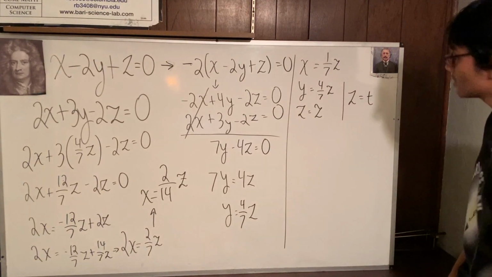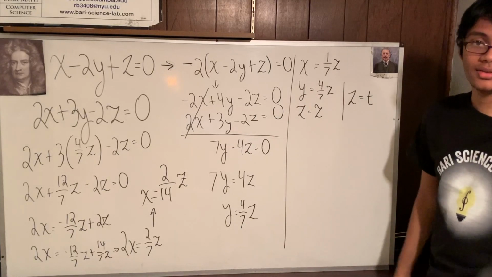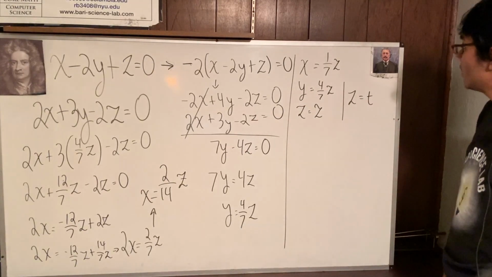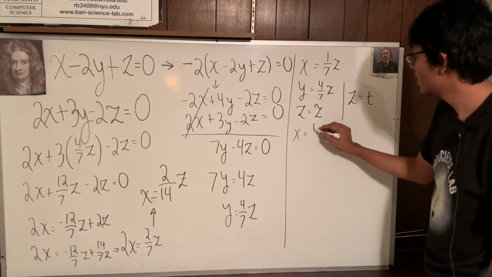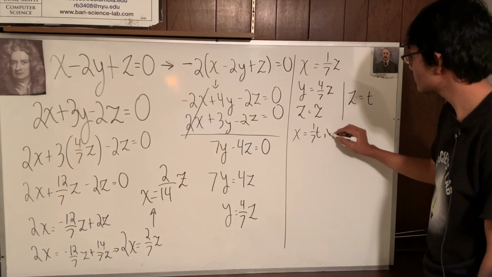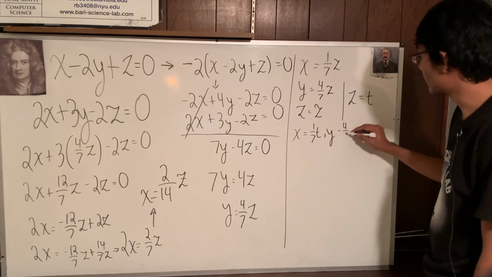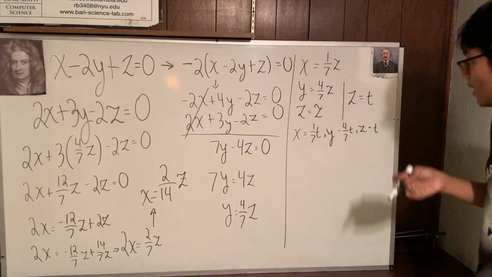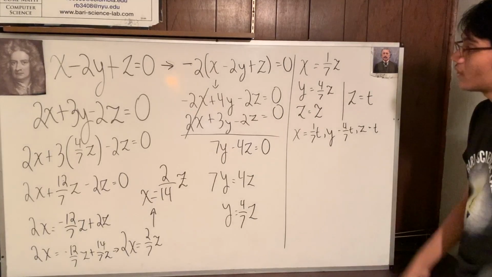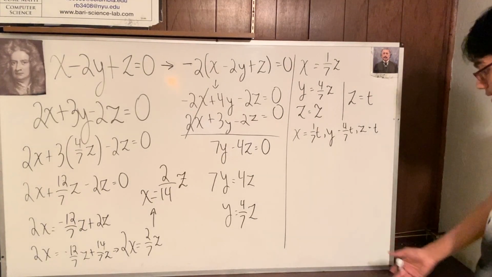Just let z equal t. T is the parameter, so why not? Let z equal t, and so we'll end up with our line almost. X is equal to 1 over 7t, y is equal to 4 over 7t, z is just equal to t. We're almost there, except for one important thing. What is that important thing?